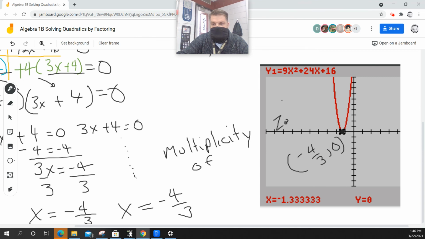Remember that this is the 0. This is also the solutions, and the x-intercept. All the same thing, okay? And that is it.